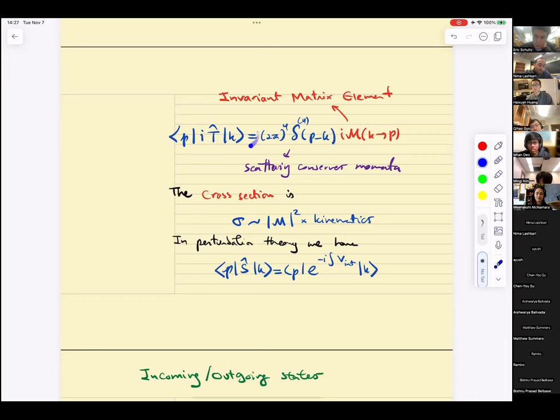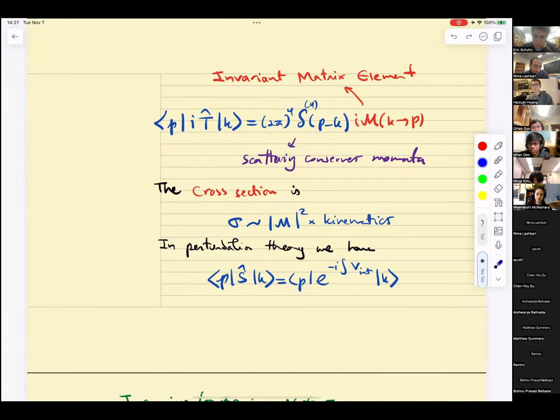Not surprisingly, M is the overlap in quantum mechanics. The Born rule tells you that the overlap is not observable. The norm of it is probabilities, right? This is like probability. We'll discuss that in more detail. But I want to tell you in advance that what we are going to be after is this M squared. In perturbation theory, you could write this matrix element as just the insertion of e to the minus i integral of V interaction between p and k. Hopefully you recall that. We discussed that.